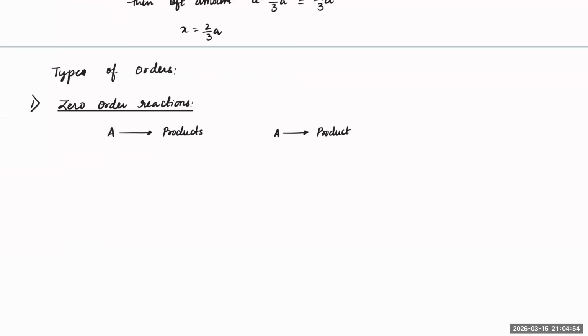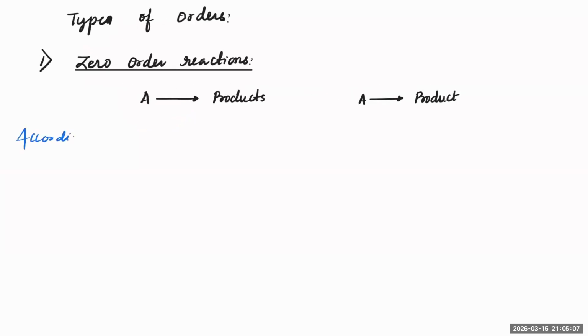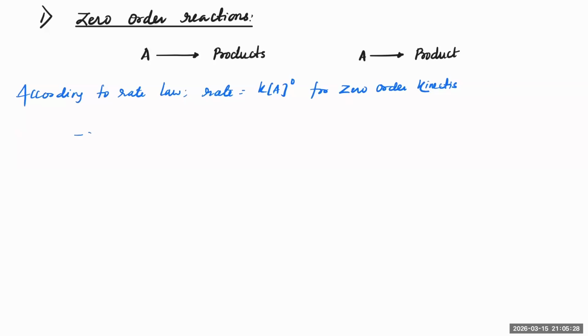Now listen, applying this to zero order kinetics. If A is giving products according to the rate law, I can write that rate is equal to some constant K into A raised to the power of 0 for zero order kinetics. So minus dA by dt is equal to K into AT raised to the power of 0, where AT means concentration at time t. Since any concentration to the power 0 is 1, I can write minus dA by dt is equal to some constant. So that can be written as dA is equal to minus K into dt.